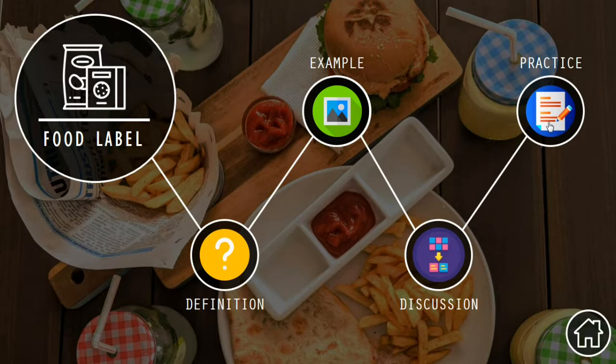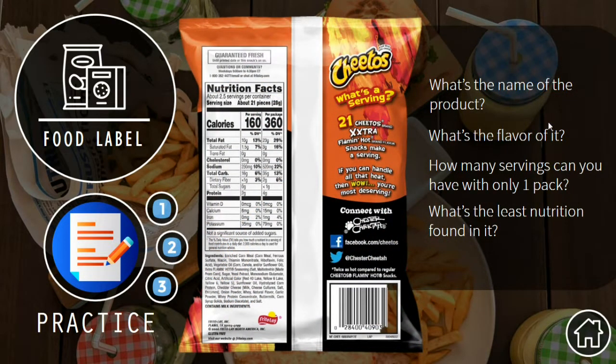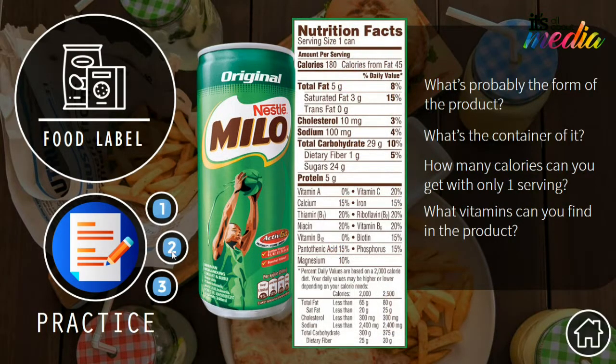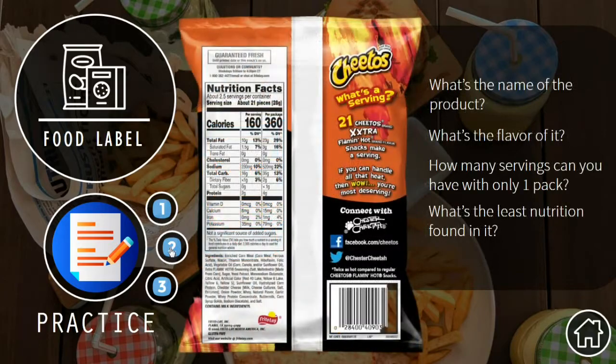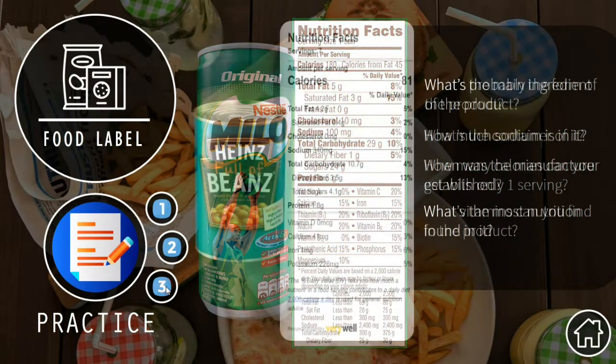That's right, the practice. There are 3 examples of food and drink label you can use, with some questions to improve your understanding about label. All answers are found in the picture, so you need to read the label carefully to find them. Check them out.